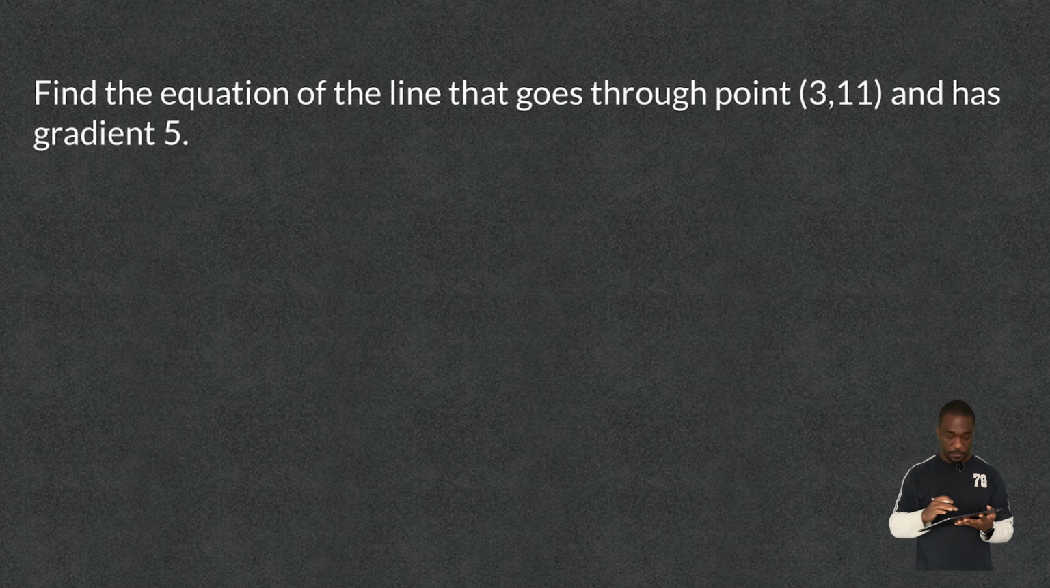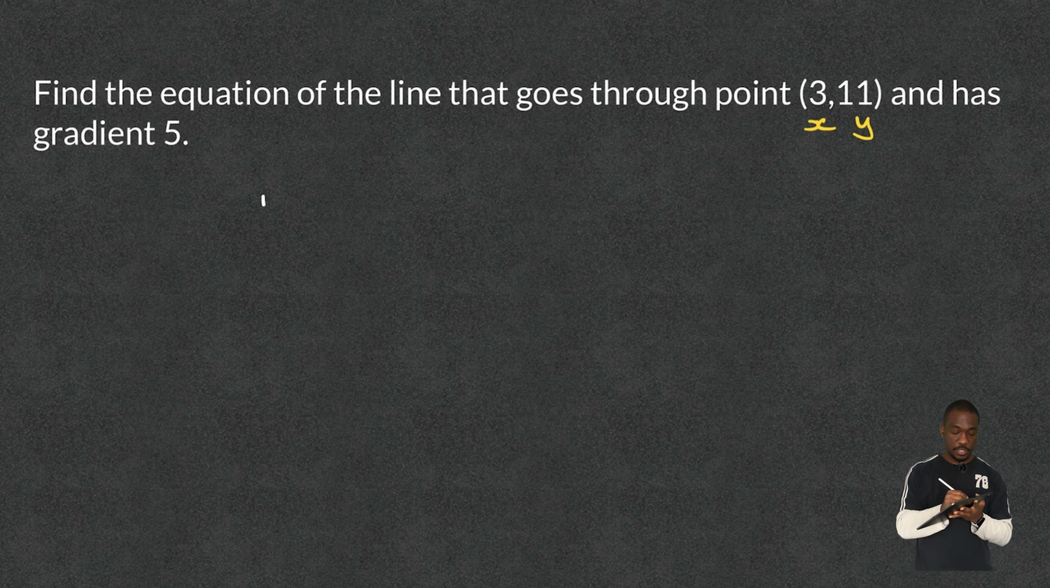But first of all, we're going to need to use this point. This point has an x value and a y value in it, because we know that's what coordinates are, an x and y. And we have the gradient, which is 5 there. So let's go for it then.